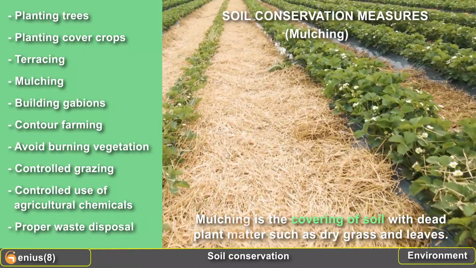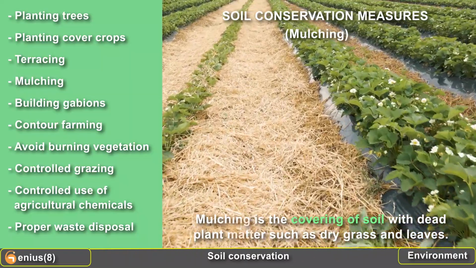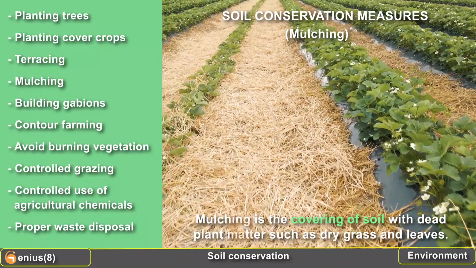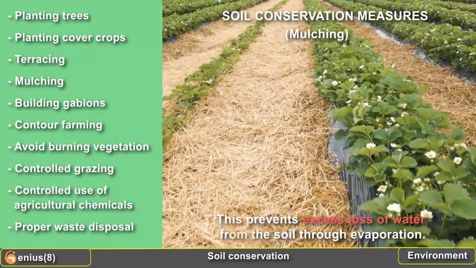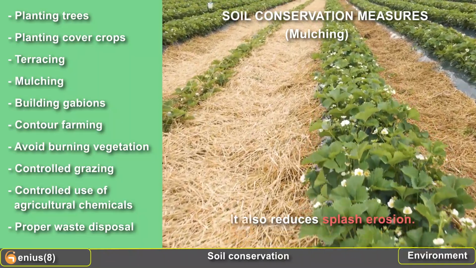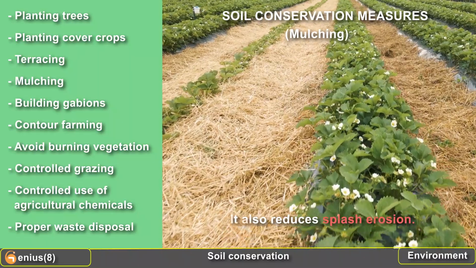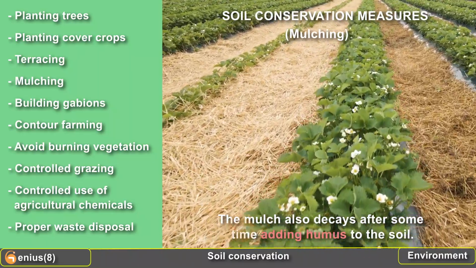Mulching. Mulching is the covering of soil with dead plant matter such as dry grass and leaves. This prevents excess loss of water from the soil through evaporation. It also reduces splash erosion. The mulch also decays after some time, adding humus to the soil.